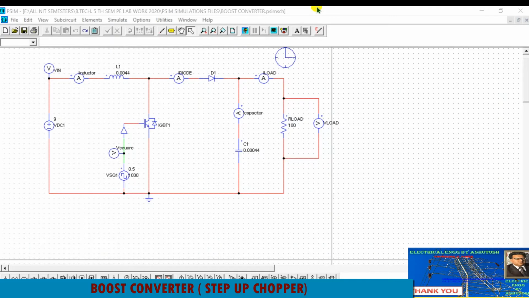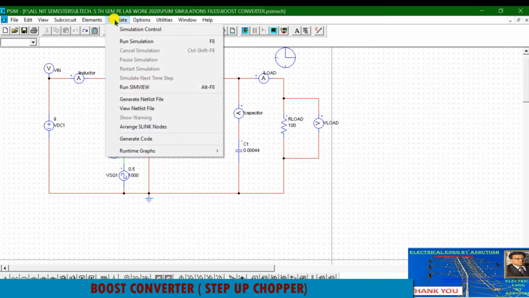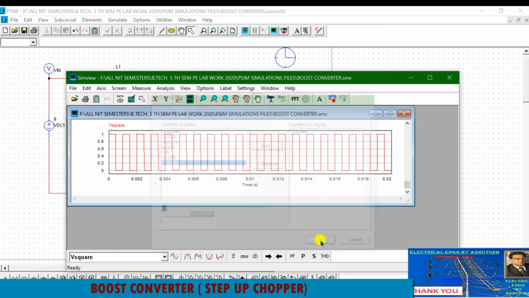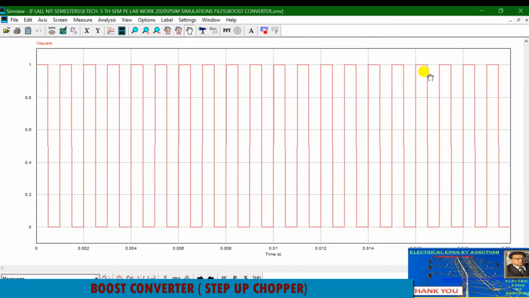Guys, earlier we saw the buck converter, its waveforms, circuit diagram and simulation. Today we are going to explore this circuit and see the waveforms. So what are the waveforms? I will show you. Select square wave voltage. So this is the square wave voltage.